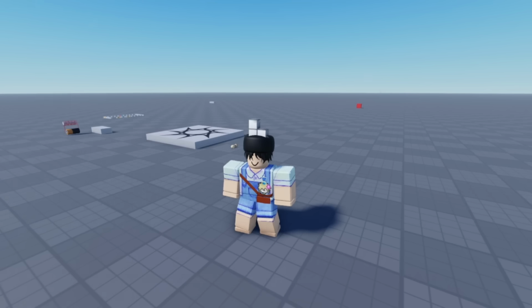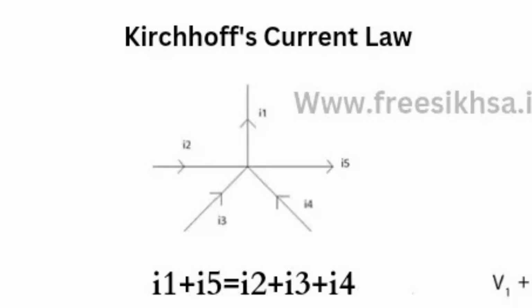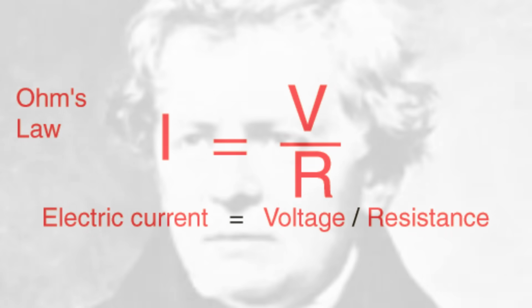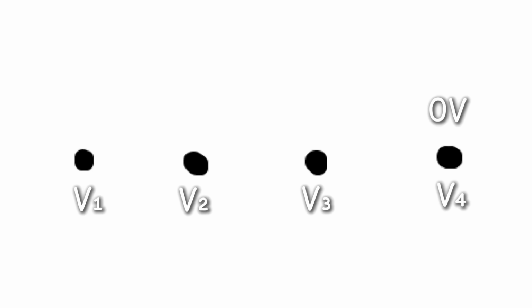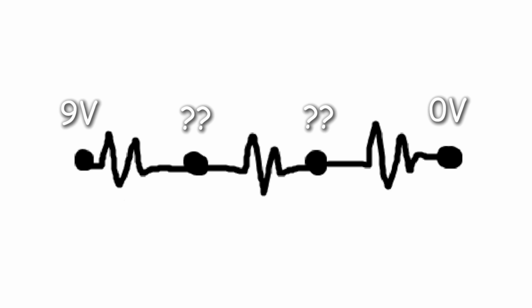Third attempt. This time, I was actually going to do a realistic-ish attempt that's going to use KCL, KVL, and Ohm's law. So here's my logic. Say you have four nodes, one ground at 0 volts, the other at 9 volts, and each node is connected via some ohm resistor. So here's the setup. Now, we don't know what V2 and V3 are, so we have to solve for V2 and V3.